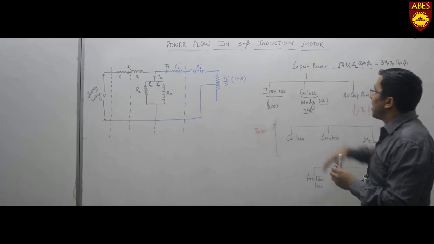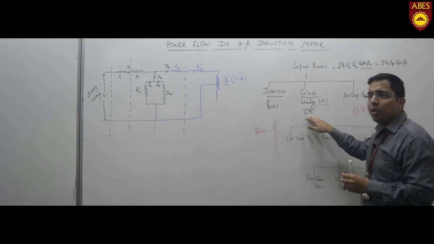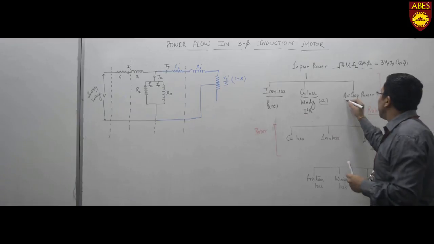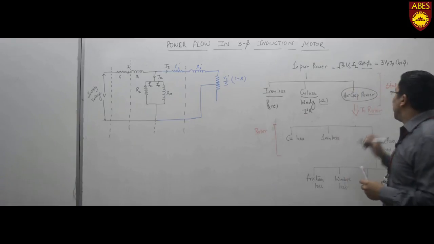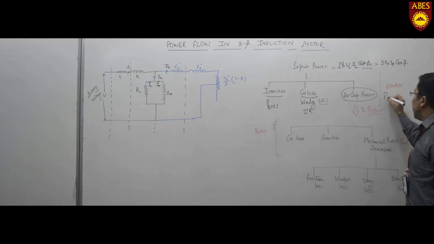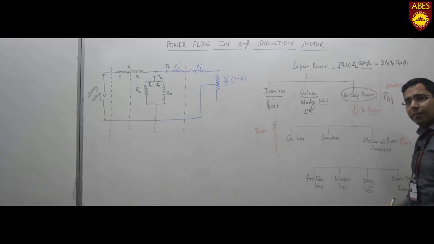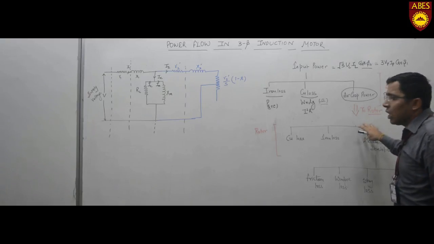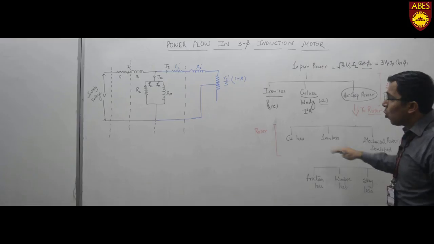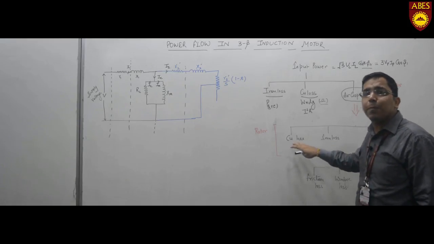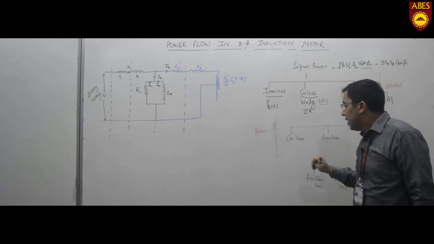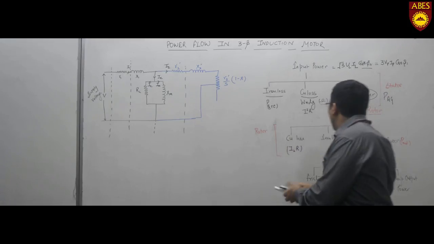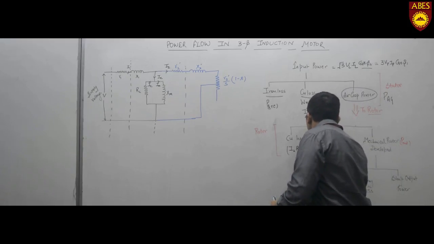The remaining power, that is the input power minus the iron loss and copper loss, is transferred to the rotor through the air gap and hence is known as the air gap power, represented by the term PAG. Now the power is transferred to the rotor. The rotor also has windings, so the power once again suffers copper loss, which is given by I2 square R. So it is also under the category of ohmic loss.